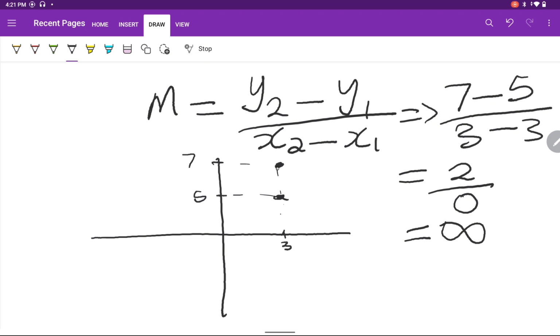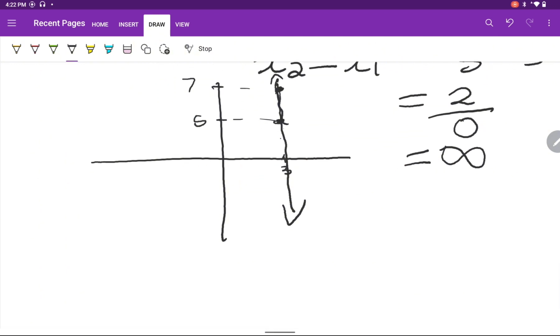So you see, if you join the 2 points, you will have this line. So you can see the line is existing. So it means the line is there. So now what we have learned here is that when the gradient is undefined, then the equation of the line will be x equals to c.